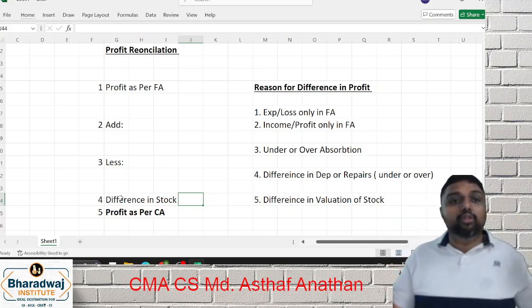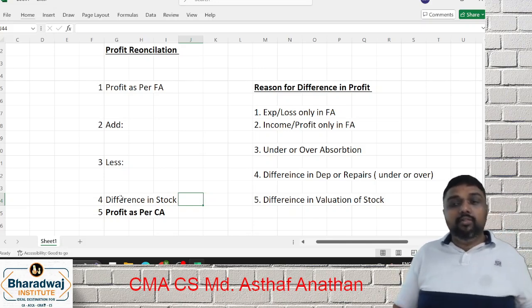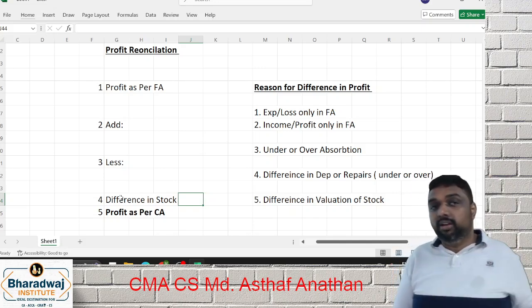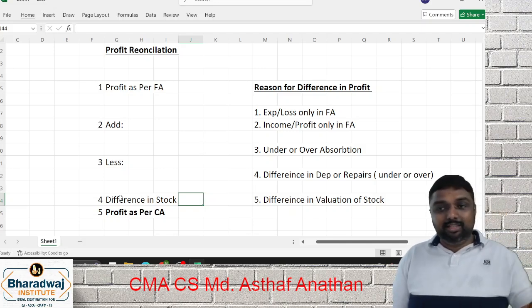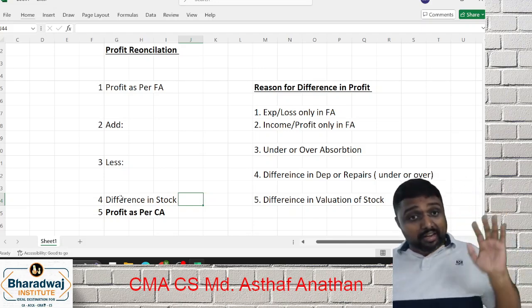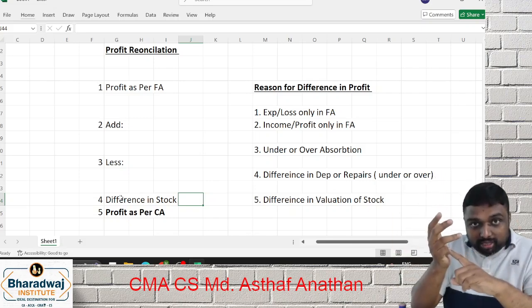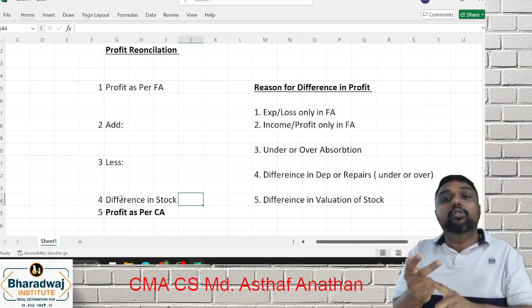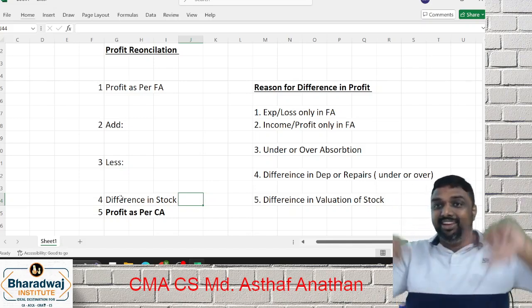One simple mantra you have to recall: overvalue in closing stock, it can be any account, will increase the profit, whereas overvalue in opening stock will decrease the profit. That only you have to understand. If you understand this, you will be able to tell a lot of things. Overvalue of closing stock increases the profit, and undervalue of closing stock will decrease the profit. So if you get one point, you will get everything.